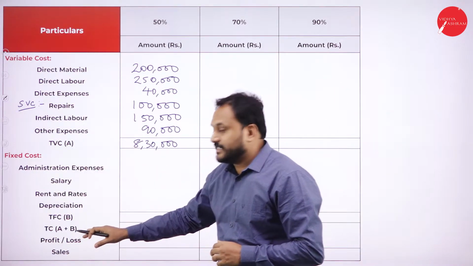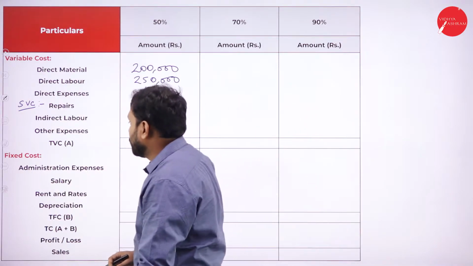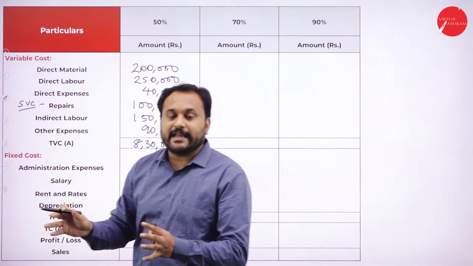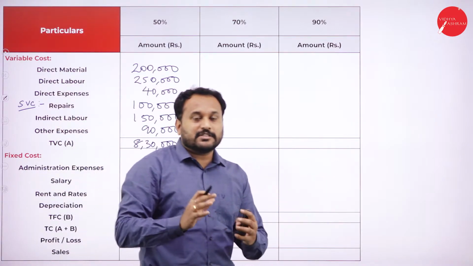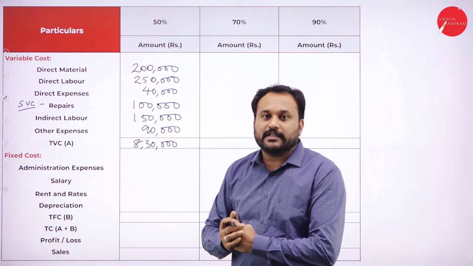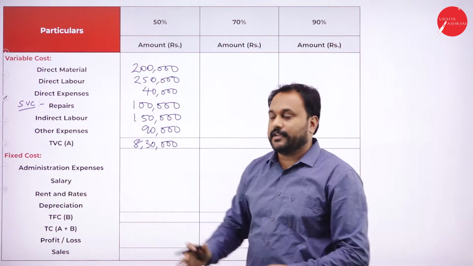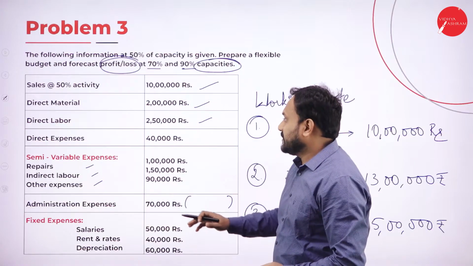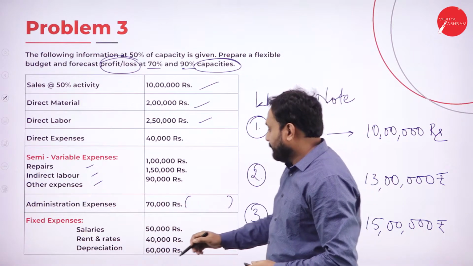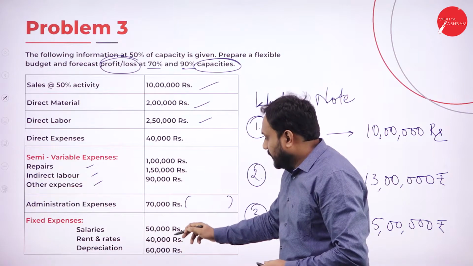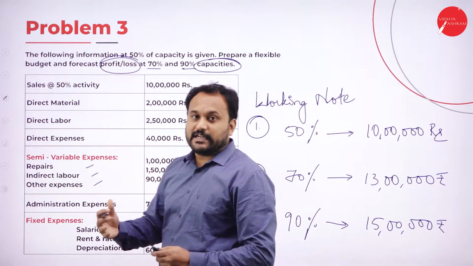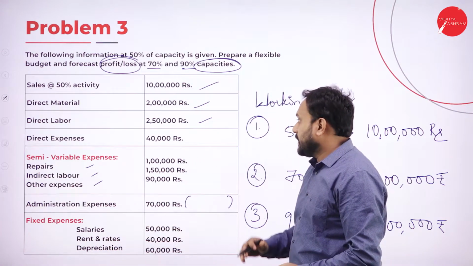Now we'll go with the fixed cost. I told you, when administration expenses are not given any bracket slabs, whether semi or something, and it is given just like that, we are supposed to take it as 100% fixed cost. So let's go with administration expenses, which is 70,000 rupees. Then salary is 50, then we have 40 and 60. 70, 50, 40, 60. Memorize that.